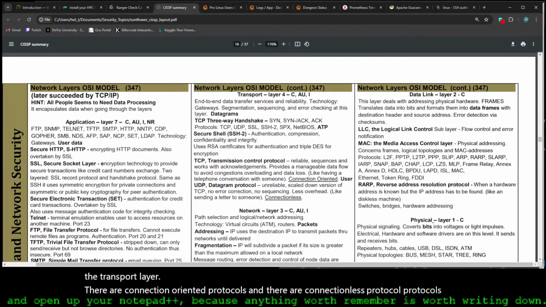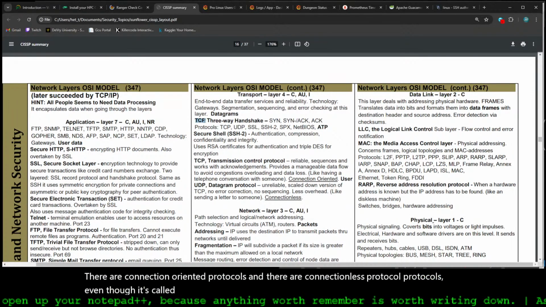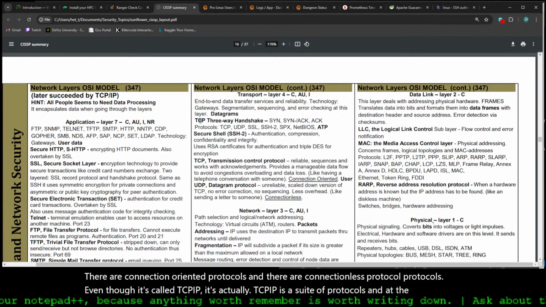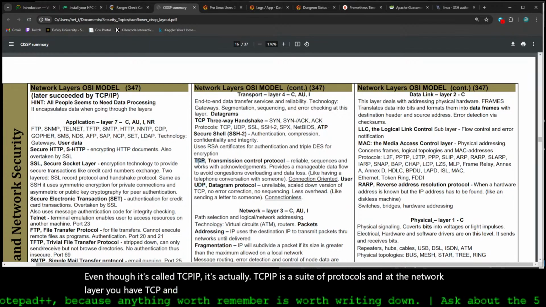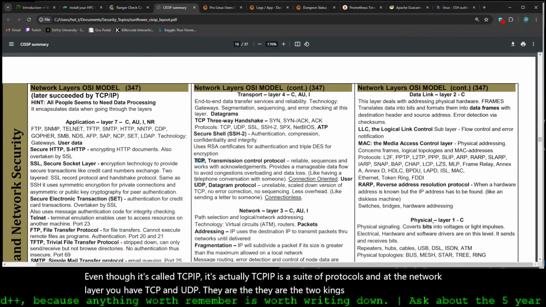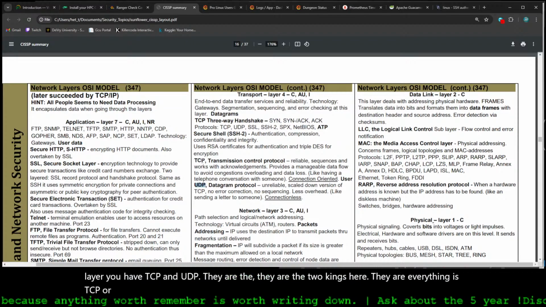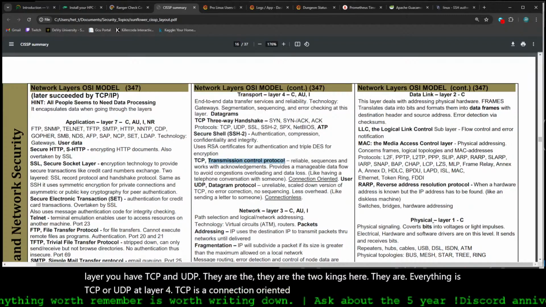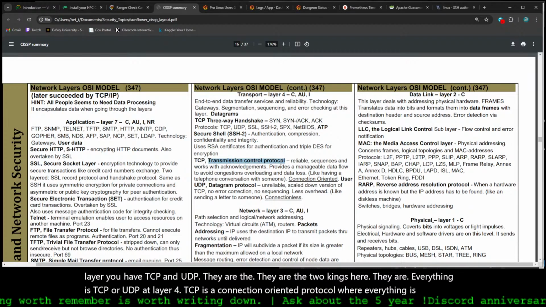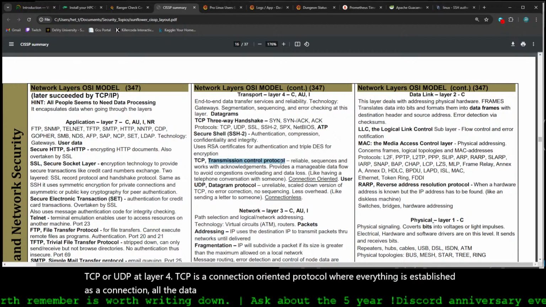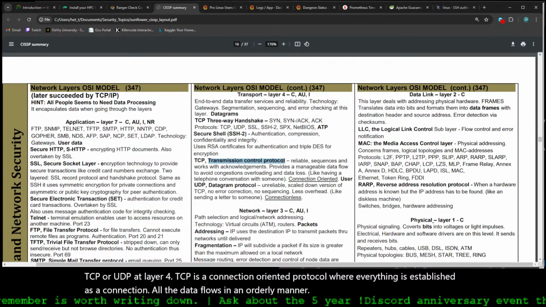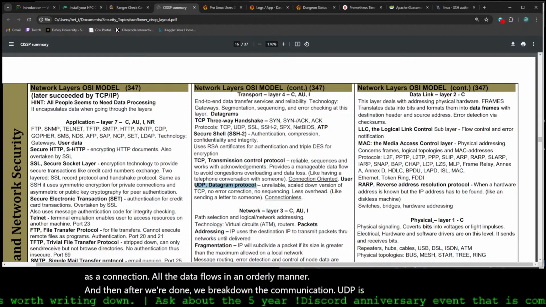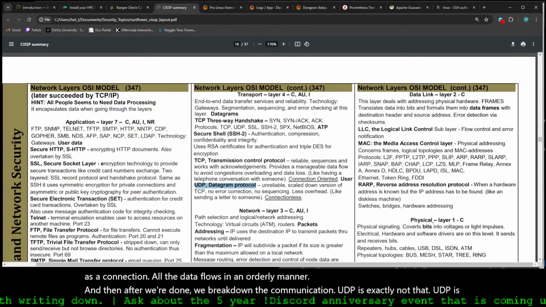Even though it's called TCP/IP, TCP/IP is actually a suite of protocols, and at the transport layer you have TCP and UDP. They are the two kings here. Everything is TCP or UDP at layer 4. TCP is a connection-oriented protocol where everything is established as a connection. All the data flows in an orderly manner, and then after we're done, we break down the communication. UDP is exactly not that. UDP is just shotgunning data over as fast as it can.